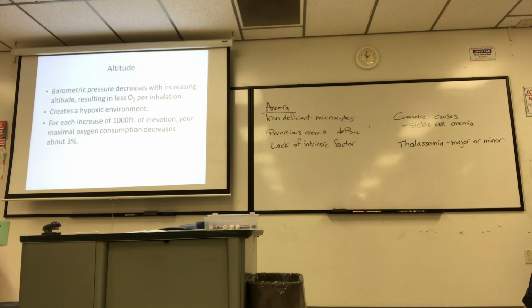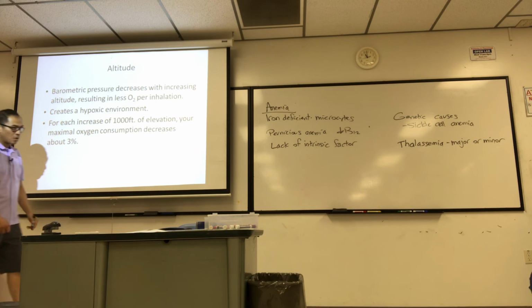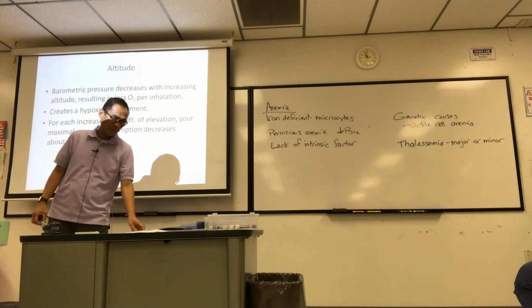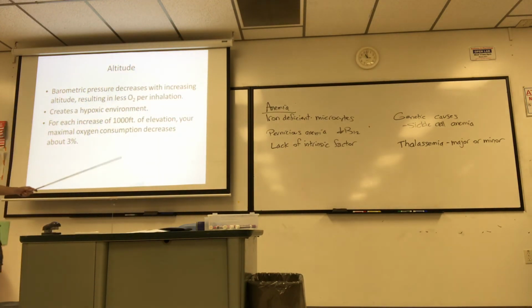The physiology is that barometric pressure is decreasing, resulting in less O2 per breath in, per inhalation. To do the math, for each 1,000 feet of elevation, maximal oxygen consumption decreases about 3%. Okay? A good way to experience this is to drive up to Lake Tahoe in your jogging attire. As soon as you get there, get out of the car and go for a run. You'll be sucking air. You're like, oh my gosh, I thought I was in shape. But it really does. The air does get thinner when you're up there.